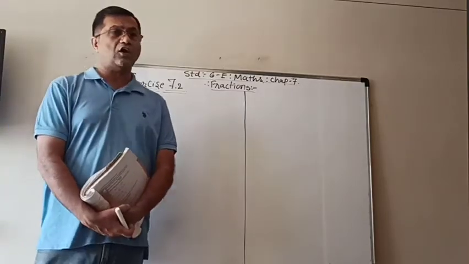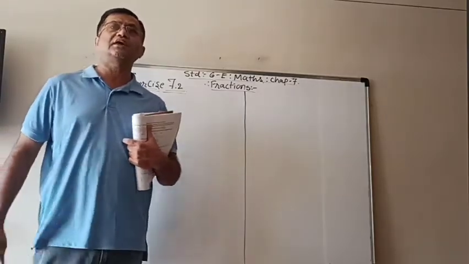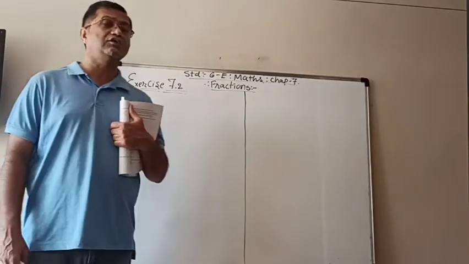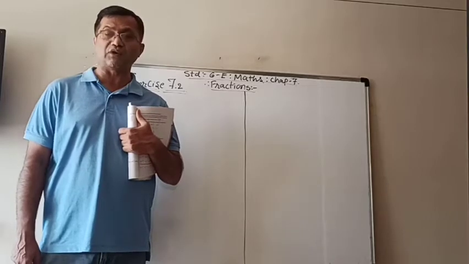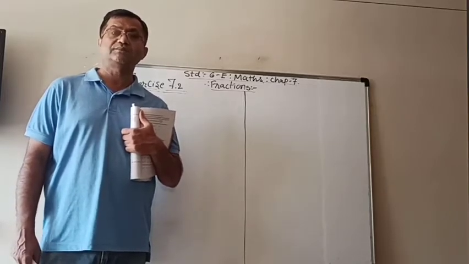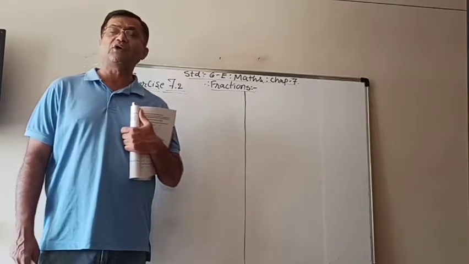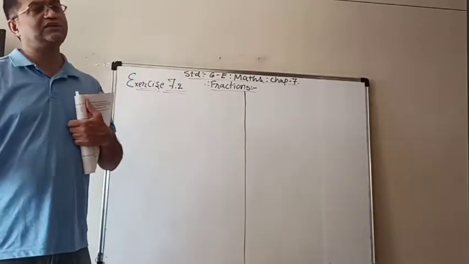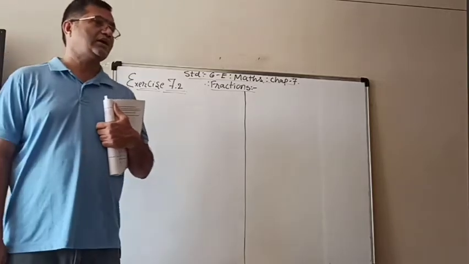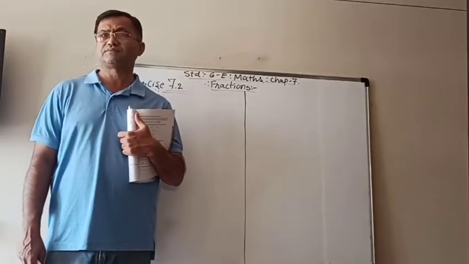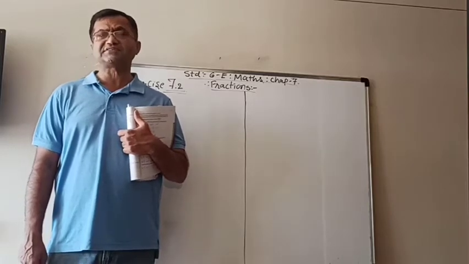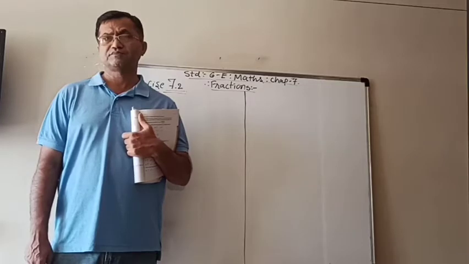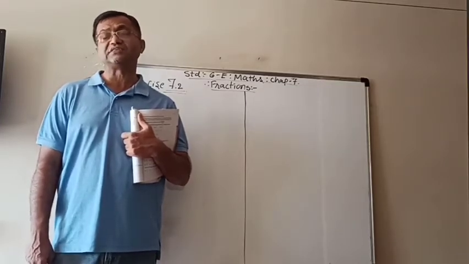Now also we saw that when proper fractions are there, their value is always less than 1, and therefore we represent them on the number line between 0 and 1. On the other hand, in the improper fractions, we saw that the numerator is generally larger than the denominator.